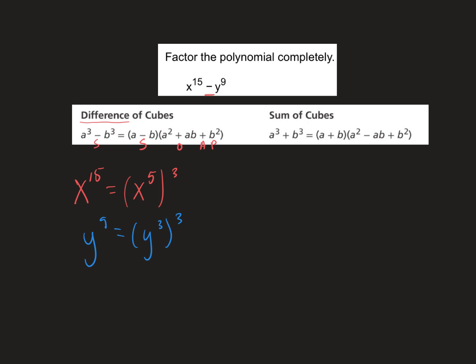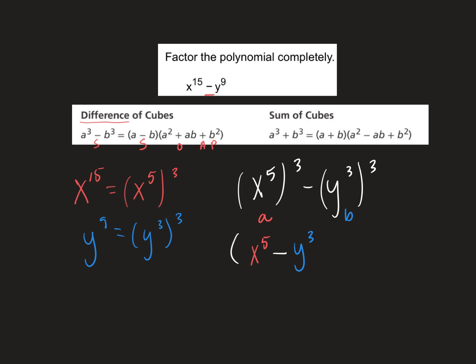So my problem, x to the 15th minus y to the 9th, becomes x to the 5th cubed minus y to the 3rd cubed. What that tells me is that this is my a and this is my b. So when I'm plugging it in, a minus b, it's going to be x to the 5th minus y to the 3rd. That's my a and my b. Okay. Now, that's my a minus b right here.